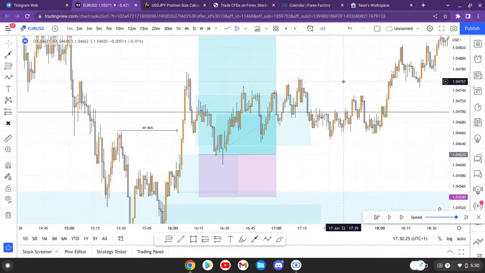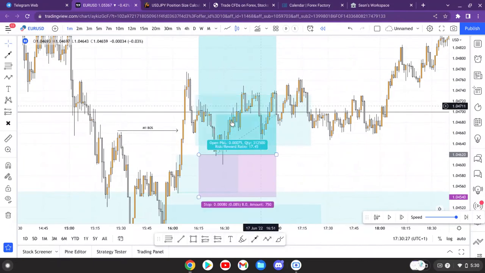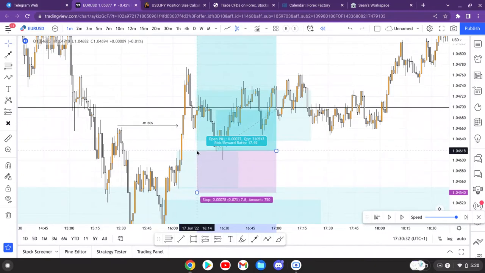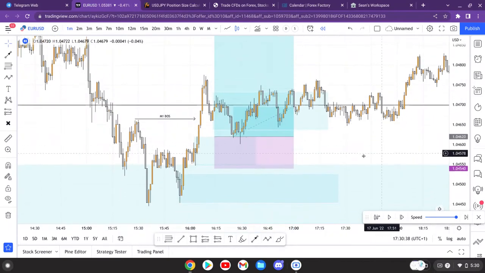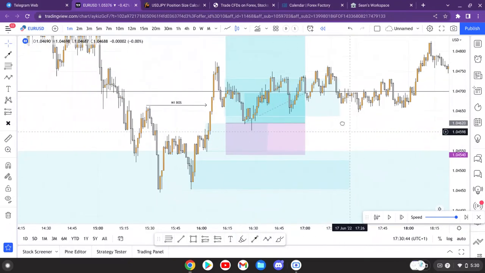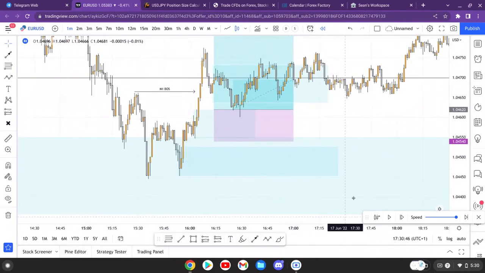So I just want to locate where my entry is actually going to be. Well, we've got a lot of imbalance here, as you can see. I'm just going to put my entry right here at the start of the imbalance. So that's what I've done. And then I'm just covering this low here for an 8 pip stop loss. And then I've got an extreme zone below here.